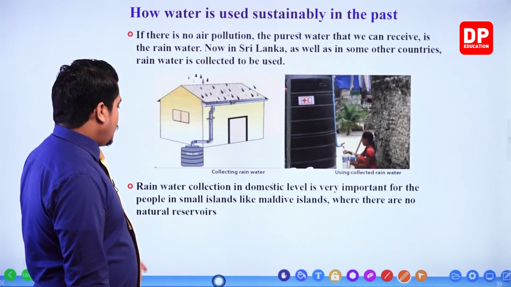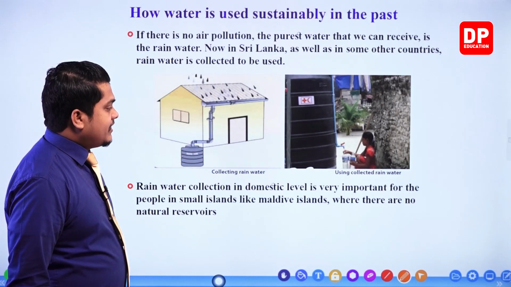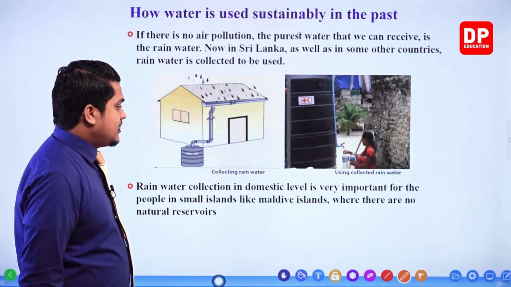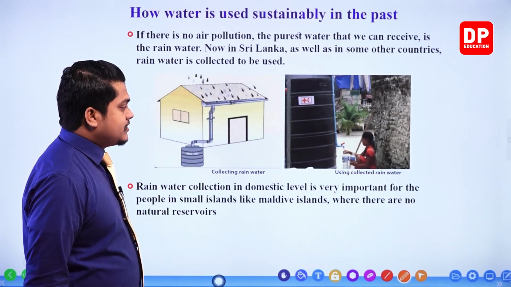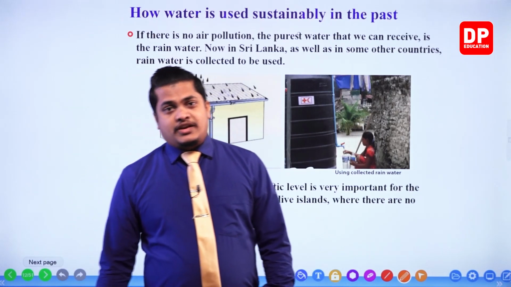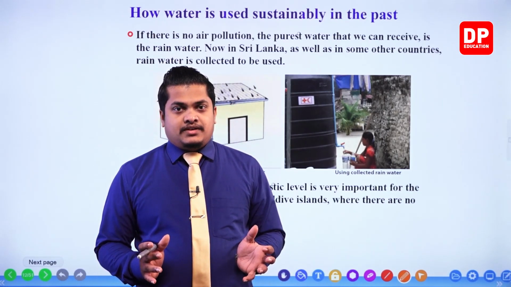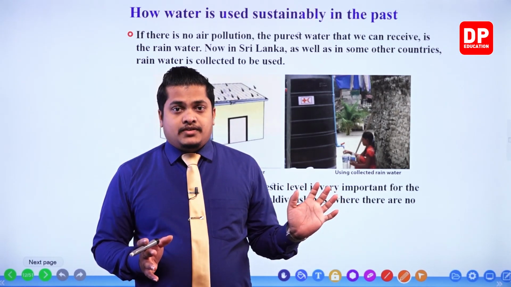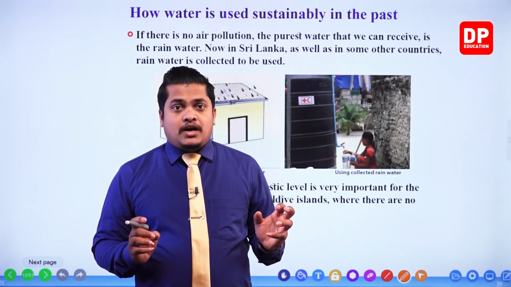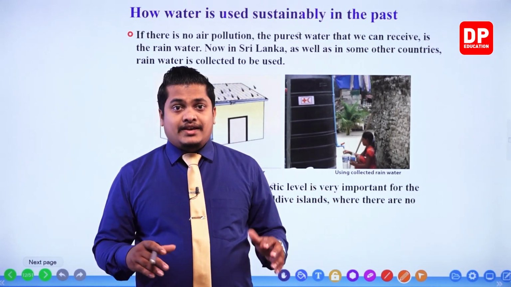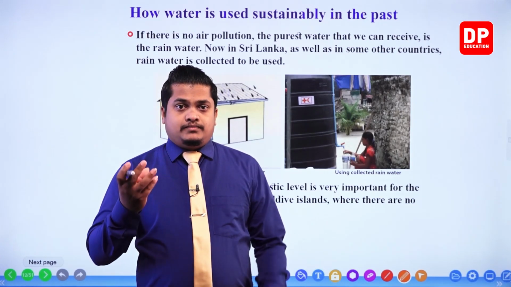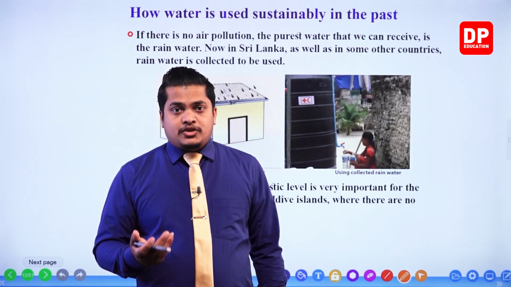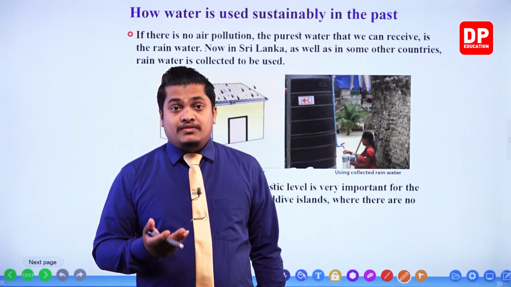Rainwater collection at the domestic level is very important for people in small islands like the Maldives, where there are no natural reservoirs. Sri Lanka is somewhat a bigger island when you compare it with the Maldives. The Maldives are like small islands here and there, like an archipelago. So when you take the Maldives, we won't be able to observe natural reservoirs.